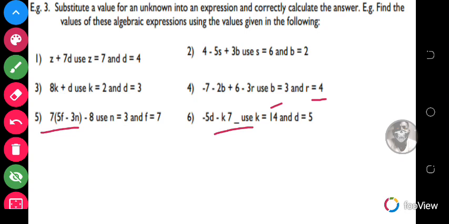So that brings us to the end of our lesson in algebraic expressions. I've given some questions and I hope this video will assist you to solve the questions.